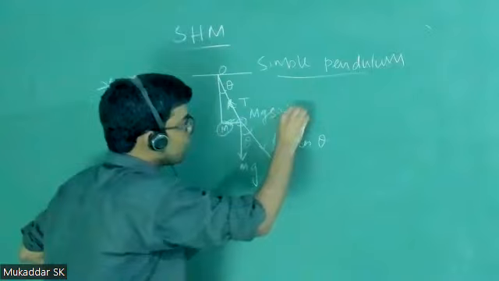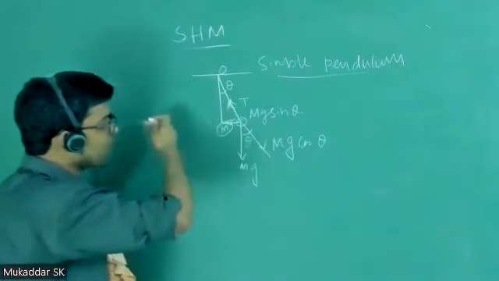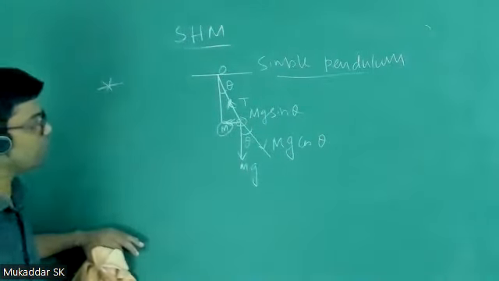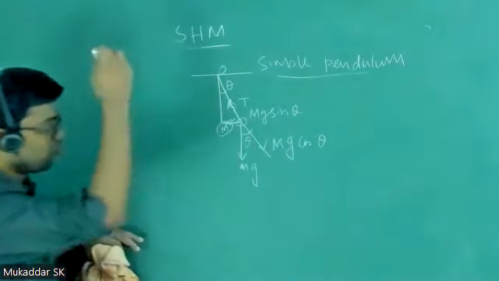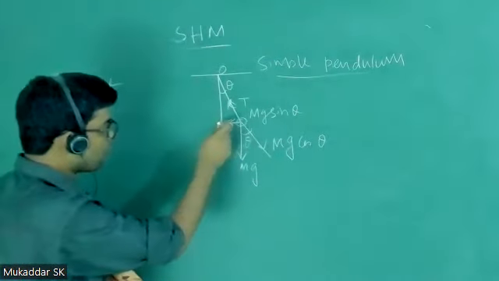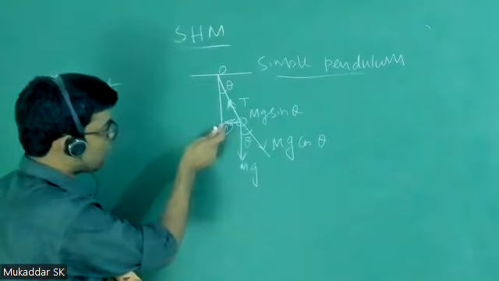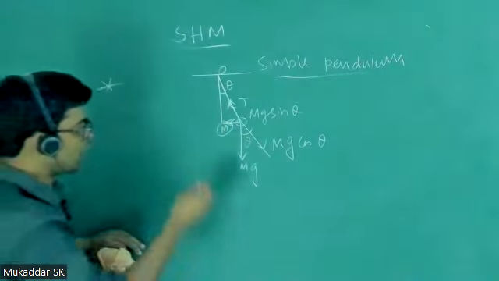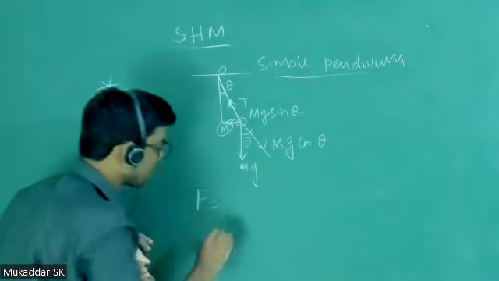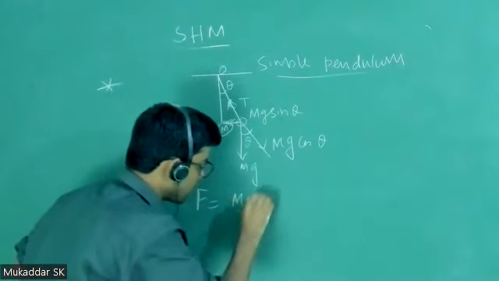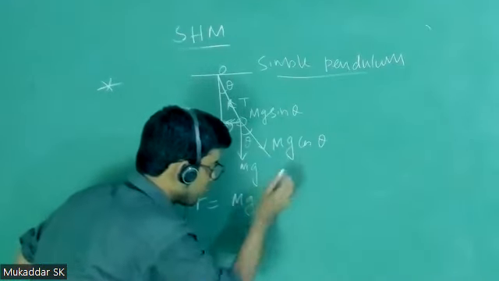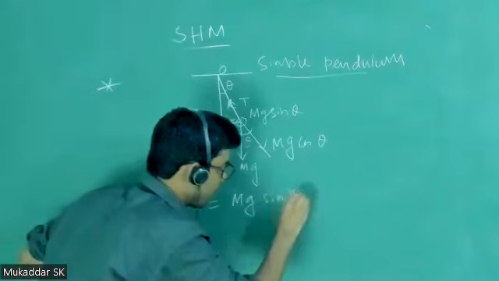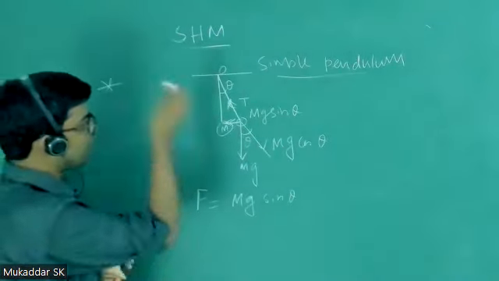Because of this force mg sin theta, it will try to come back to the mean position. And it will come back to the mean position, but it will not stop here because of its inertia. So that force mg sin theta will basically try to bring it back. Now you can basically explain sin theta.